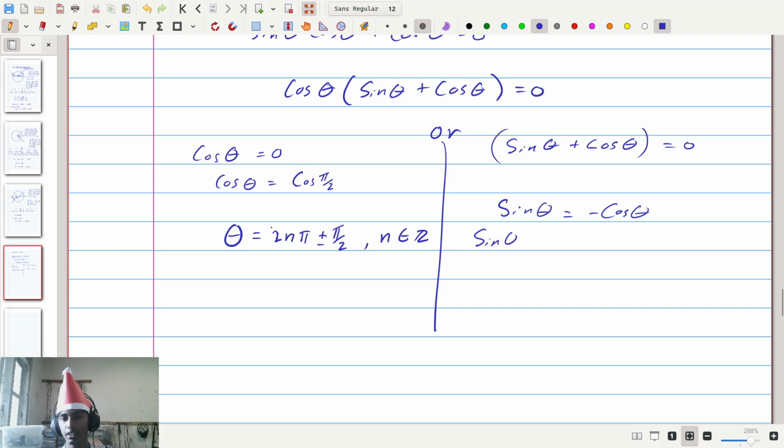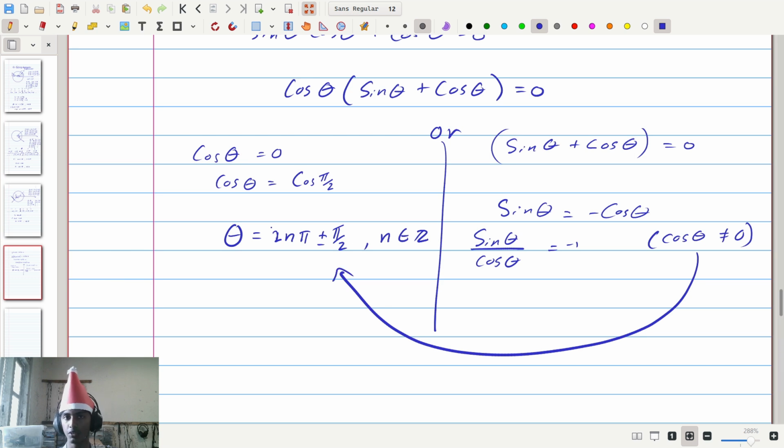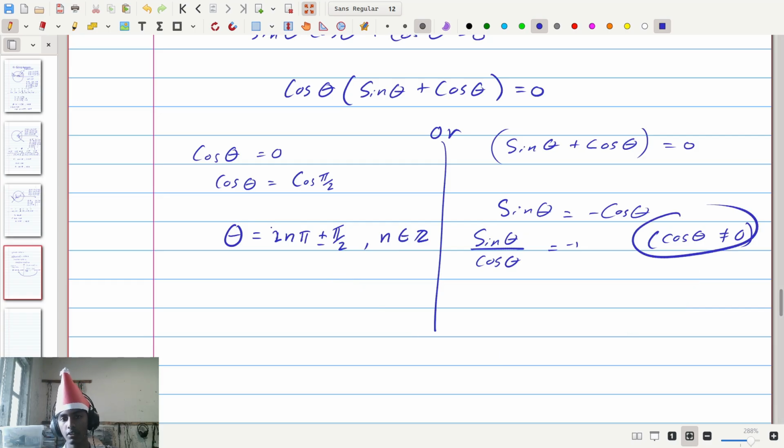So we can say sine theta divided by cosine theta is equal to -1, provided that cosine theta is not equal to 0, because if cosine theta is equal to 0, we already have that solution. That's not a problem, so in this case we are going to eliminate that possibility, because whether the possibility exists or not doesn't really matter, since we've already taken it into account. So here we can do cosine theta not equal to 0 and divide both sides by cosine theta. Now we have sine theta divided by cosine theta is equal to -1. This is tan theta, so tan theta is equal to -1.